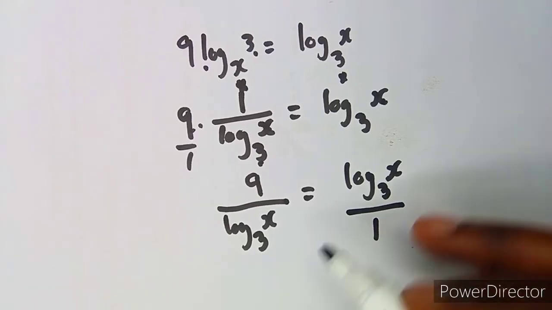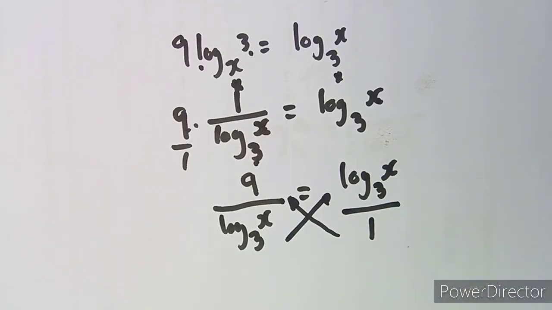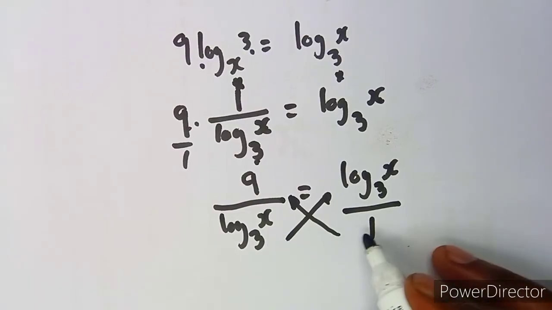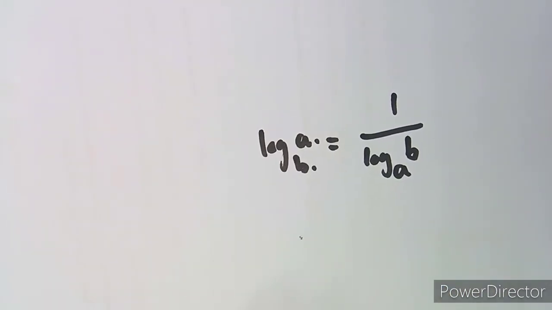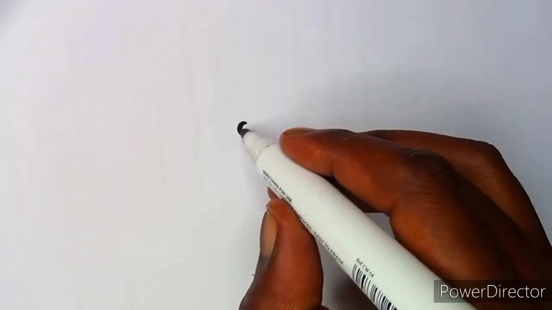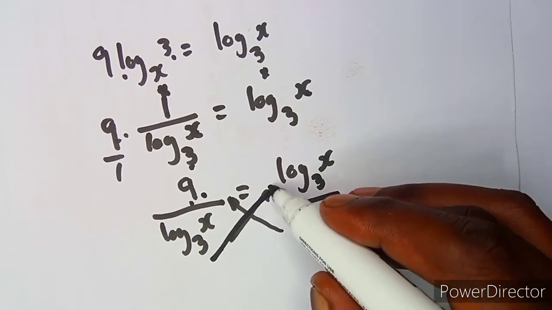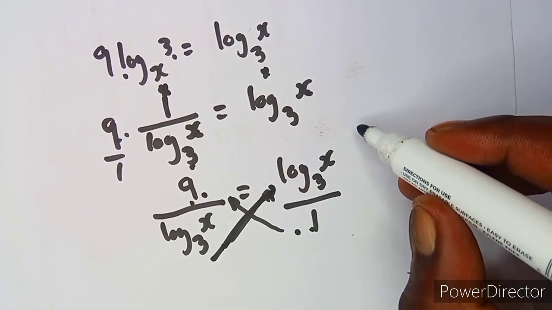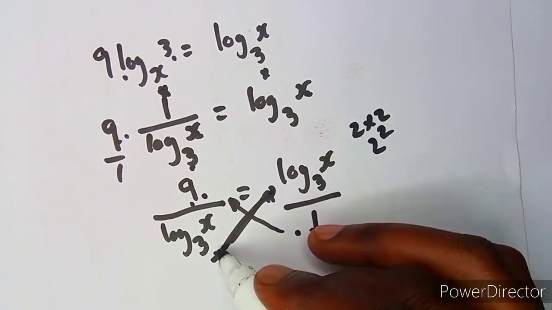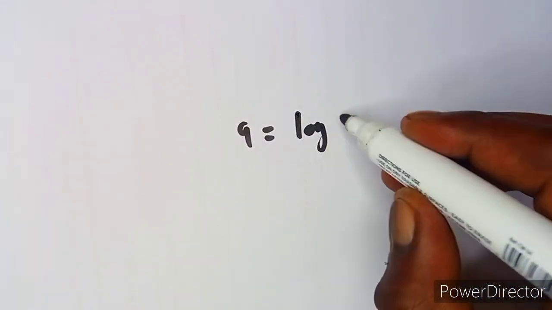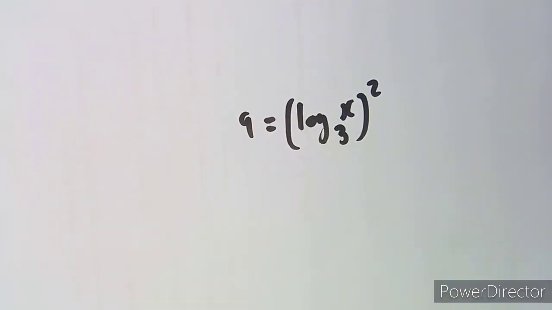So in order for us to solve for x, we have to cross multiply. In this case it's 1 by 9, which gives us 9, equivalent to log x base 3 times log x base 3. These two are the same, just like 2 times 2 is the same as 2 squared. So multiplying these two is the same as writing log x base 3 squared. One and the same thing.